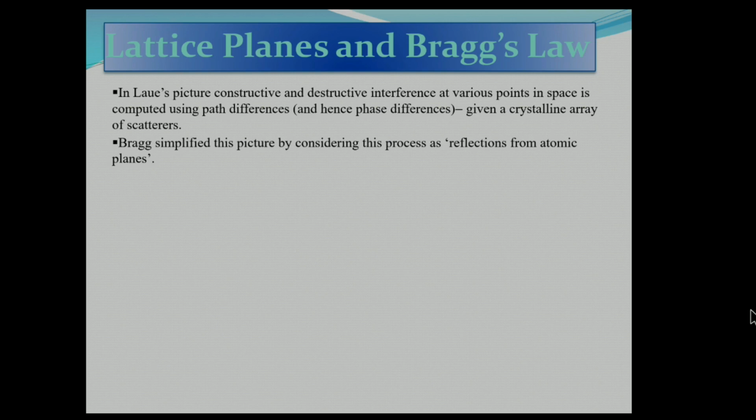Actually, Laue was the first person to propose a model for X-ray diffraction, where he proposed that the wavefronts from all the planes of the crystal superimpose with each other, undergoing interference, that is, constructive or destructive interference. That is why we are getting peaks at some specified positions. It was a very complicated model, which was simplified by Bragg's concepts.